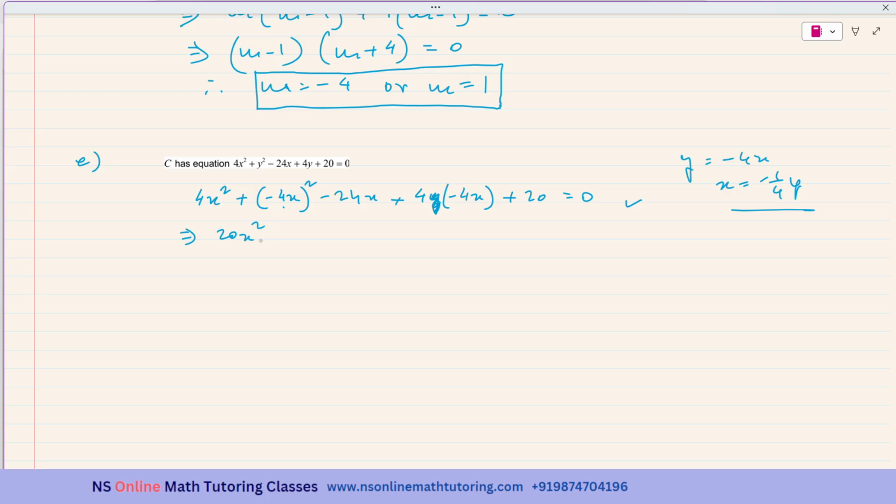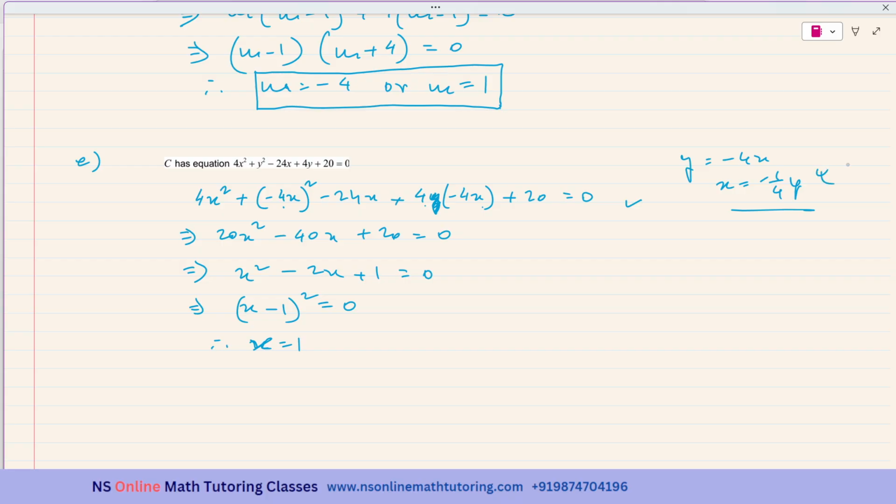Okay. And this is negative 16x and this is negative 24x. So, 16 plus 4 is 20, 20 plus 20 is 40. So, it is negative 40x and plus 20, it is 0. I can divide by 20. So, it is x square minus 2x plus 1. Oh, this is a very easy expression. X square minus 2x plus 1 is x minus 1 whole square equal to 0. So, therefore, x equal to 1.